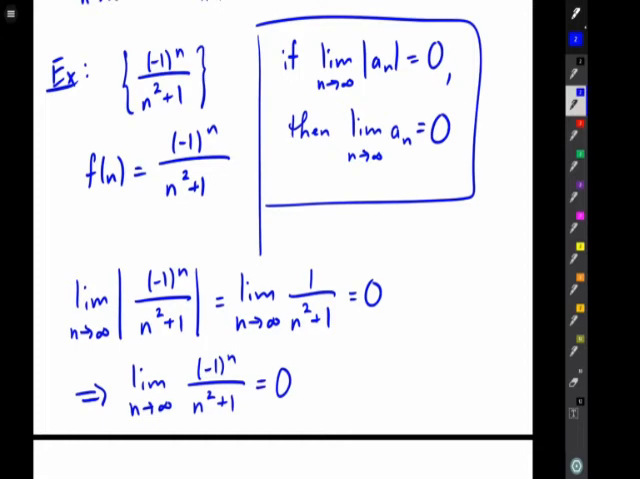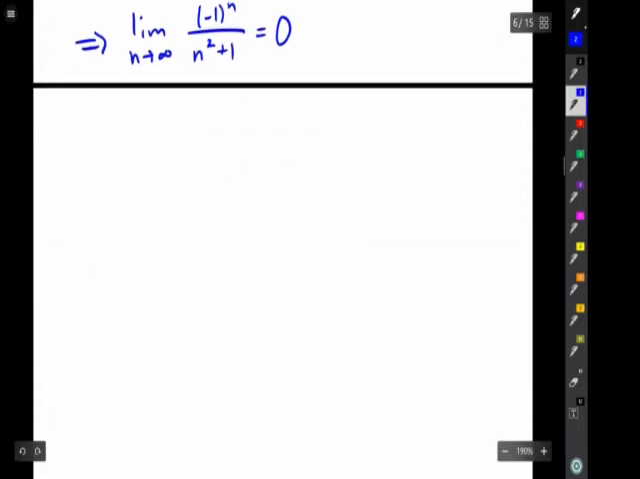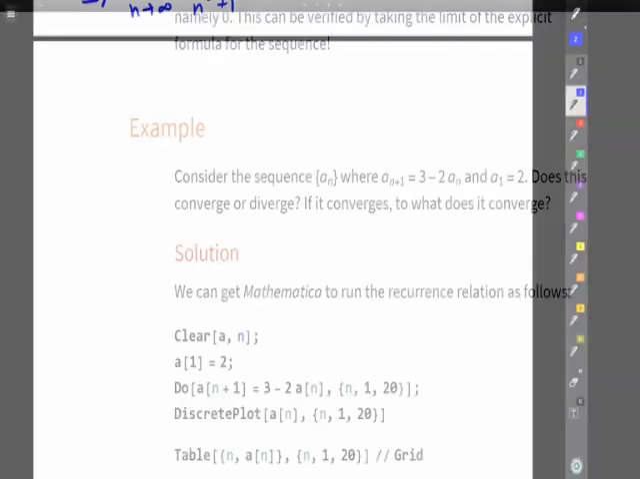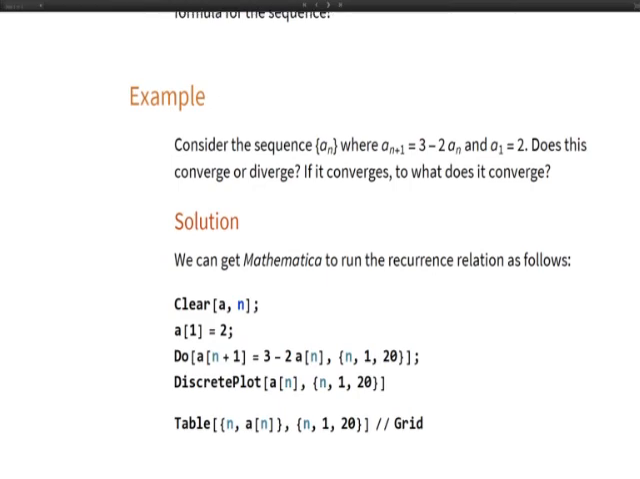Now, let's look at another example here. Actually, I'm just going to do this one in Mathematica. So let's look in Mathematica here. I want to show you how to plot a recurrence relation.